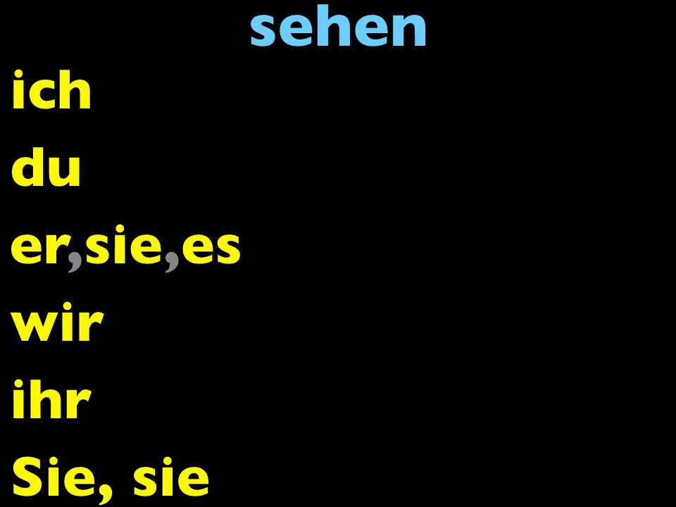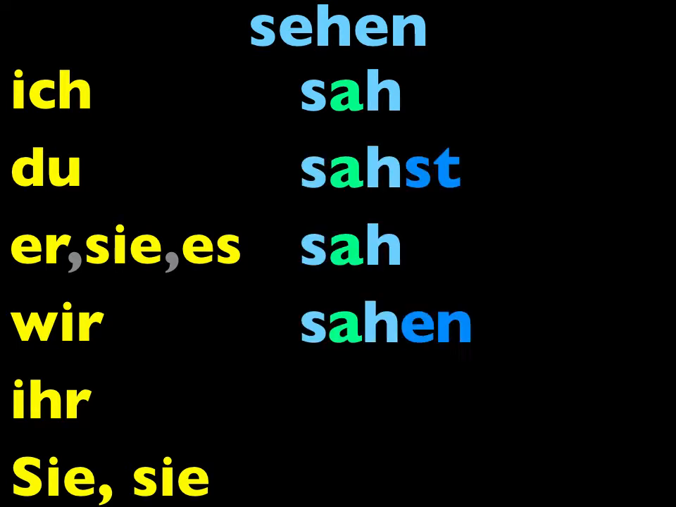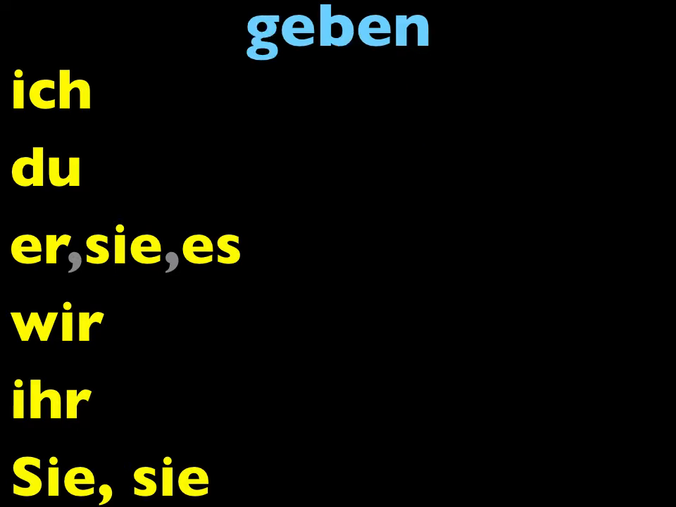In English, I see. In the past tense, I saw. A vowel changed to an A, and in German, it sounds the same. Repeat after me. Ich sah. Du sahst. Er sah. Wir sahen. Ihr saht. Sie sahen. The verb to give in English becomes gave, so the vowel changes to an A.